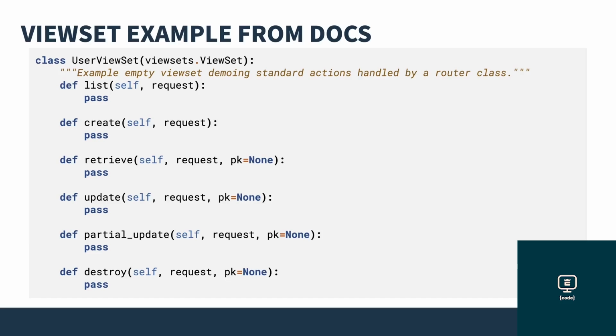Retrieve maps to the get, but for a specific identifier, so to get book number 12. Update maps to HTTP put, taking an object as well as some fields, those fields updating the values inside of the object specified. Partial update maps to patch, taking an object as well as a subset of fields, only updating those fields that are given. And destroy maps to the HTTP delete method.